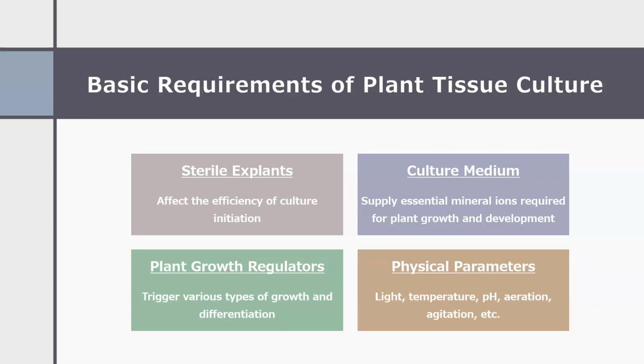Physical factors such as light, temperature, and pH also have to be maintained within acceptable limits. Some culture types require aeration and agitation to provide sufficient oxygen to plant cells and to increase the availability of nutrients to all parts of the explants.